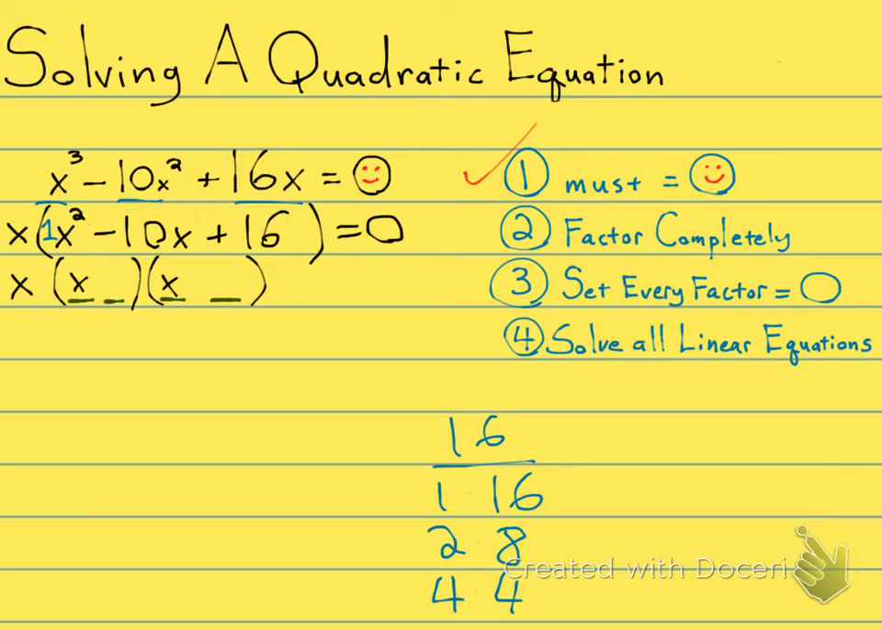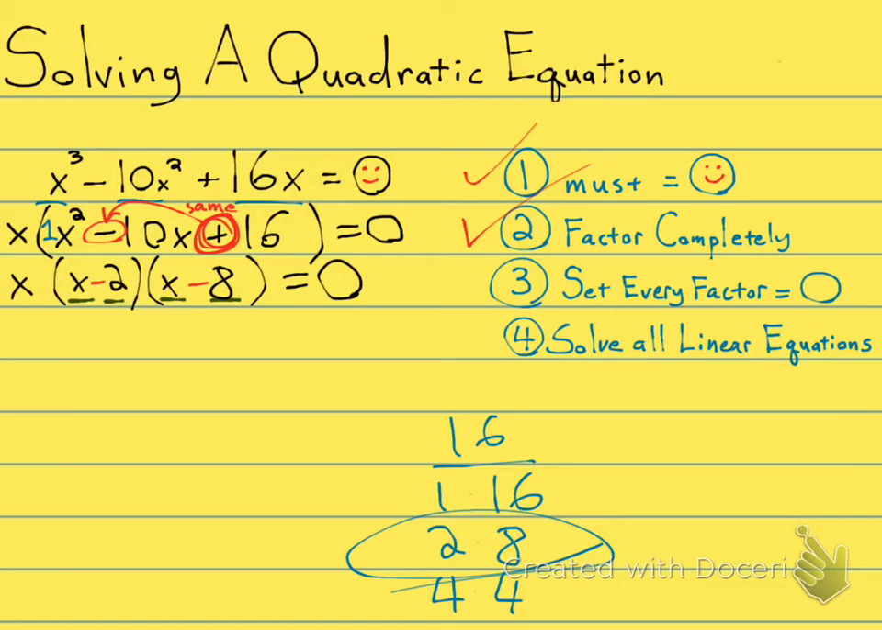10? You got it. 2 and 8. So I know I'm going to have a 2 and an 8, right? I added those. Plus means I'm adding. 2 plus 8 is 10. Now, this plus tells me that both of my signs are the same. And I need to look here to find out that they're both minus. So it's going to be x minus 2 and x minus 8. Okay, now this is factored completely.